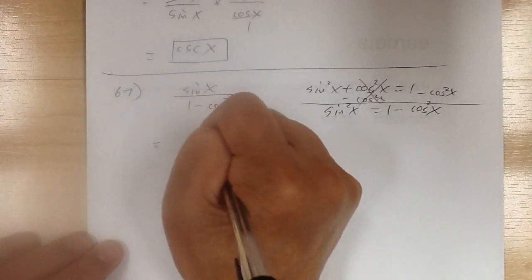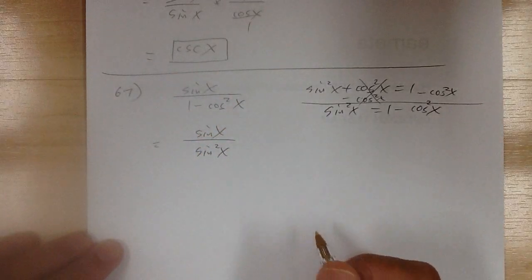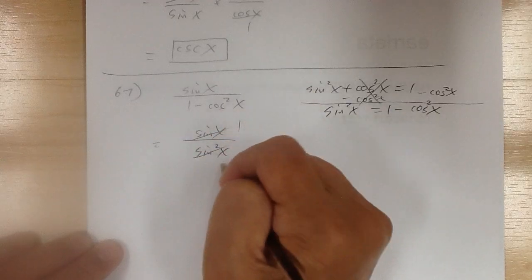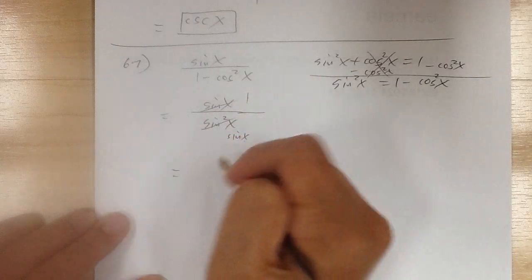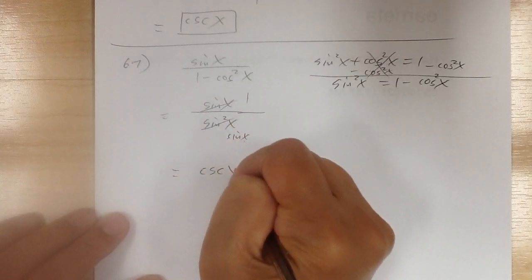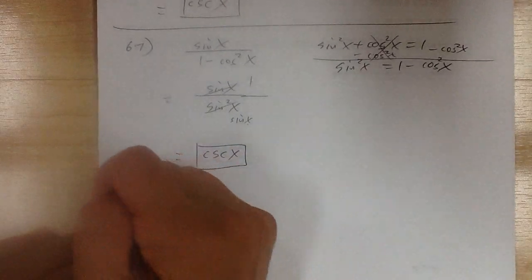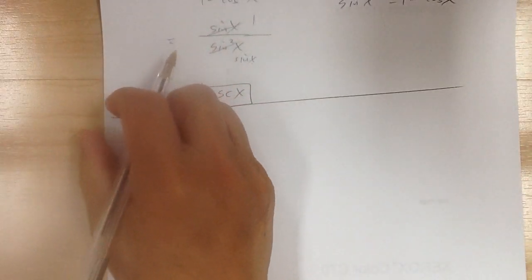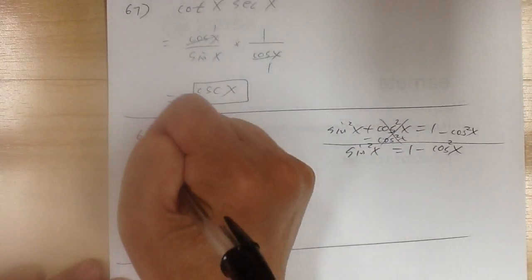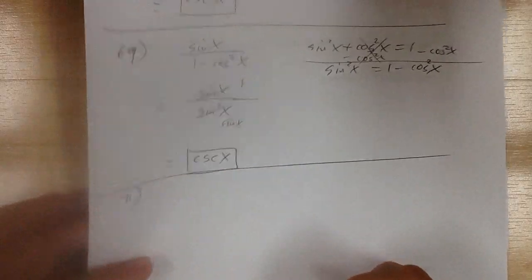So this is equal to sine x over sine square x. When you cancel, you get 1 over sine x, and 1 over sine x is cosecant x. Oh, this is the 69. Sorry about that. 69. Okay, 71.